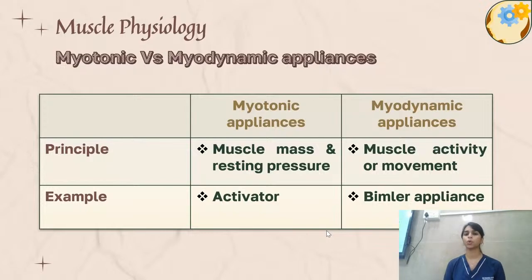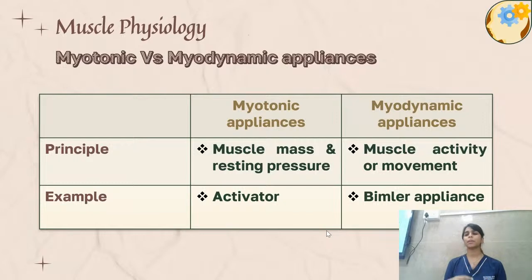Now what does tone mean? It means the resting pressure in the muscle mass. So if the appliance uses the muscle mass or the resting pressure to act, you will call it a myotonic appliance. For example, the activator, as it was used later with the increased bite opening, which will be discussed further.